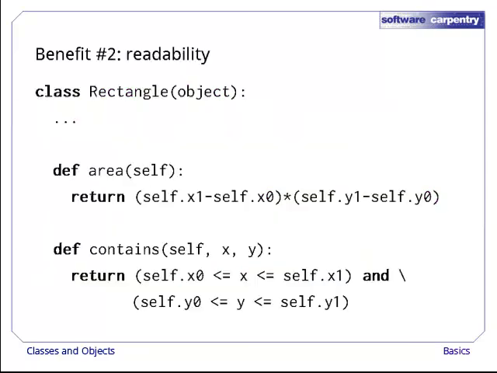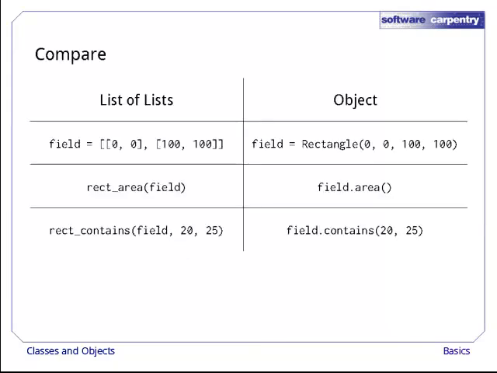The second advantage of classes over raw data structures is readability. If our program works with rectangles' areas and checks to see if one rectangle contains another, we can add those methods to our class. If you compare the list of lists approach on the left with the object-oriented approach on the right, I think you'll agree that the second is a lot easier to understand.